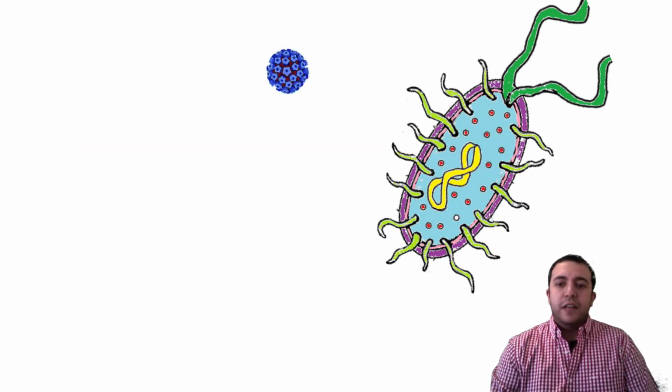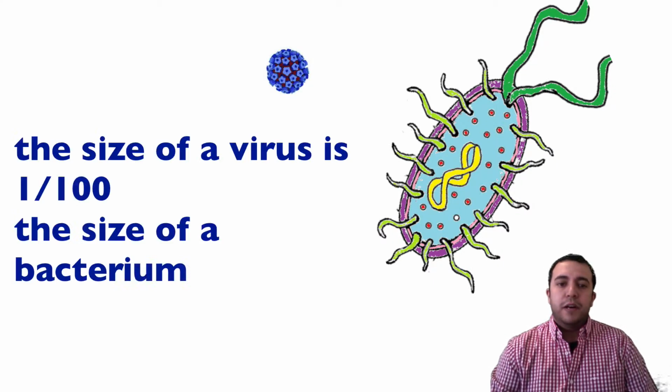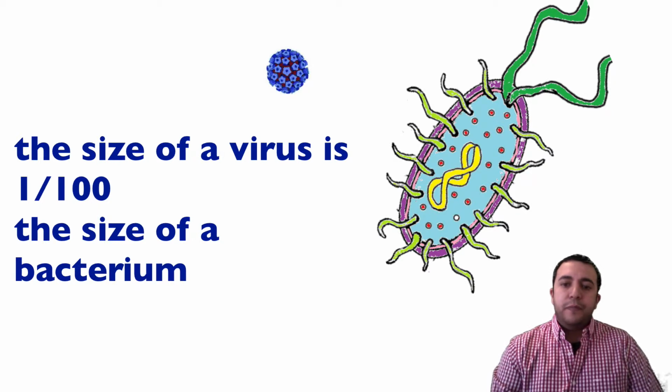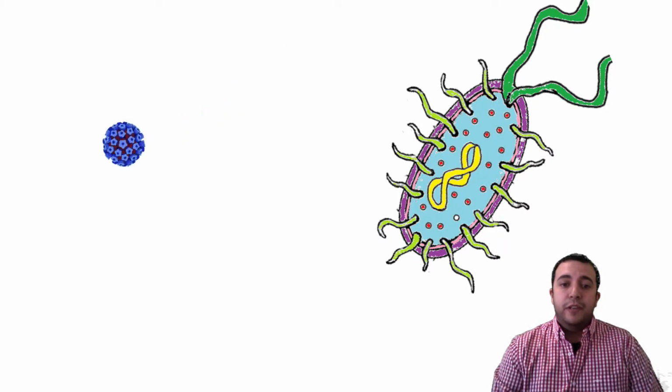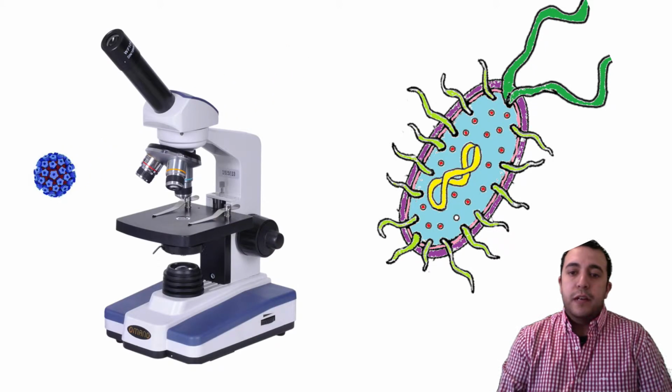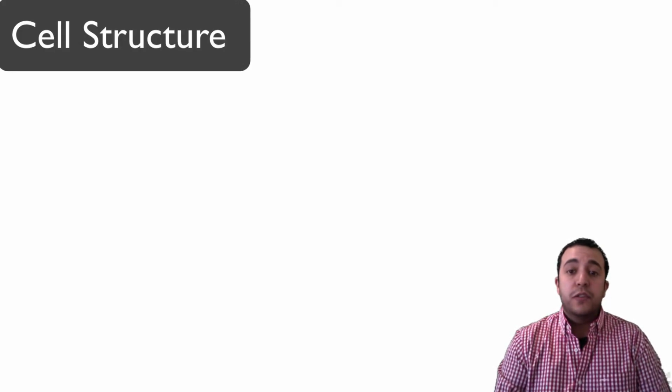Viruses are much smaller than bacteria. The average size of a virus is about 1/100th the size of the average bacterium. This is why it's really hard, or kind of impossible, to see viruses under the light microscope. Not just their size is different from a bacterial cell, their structure is also different.